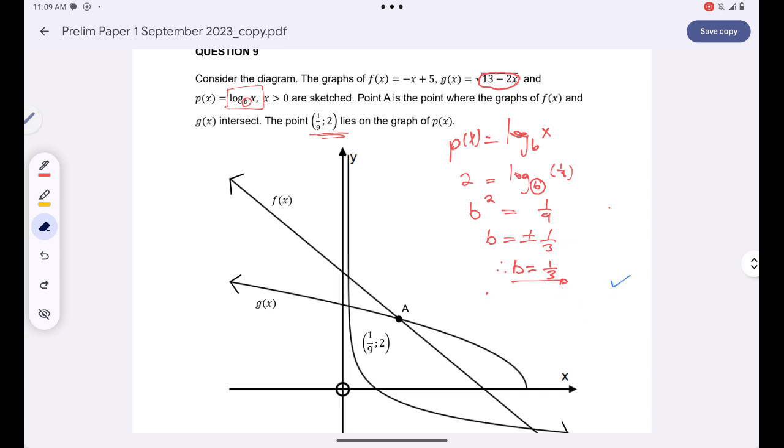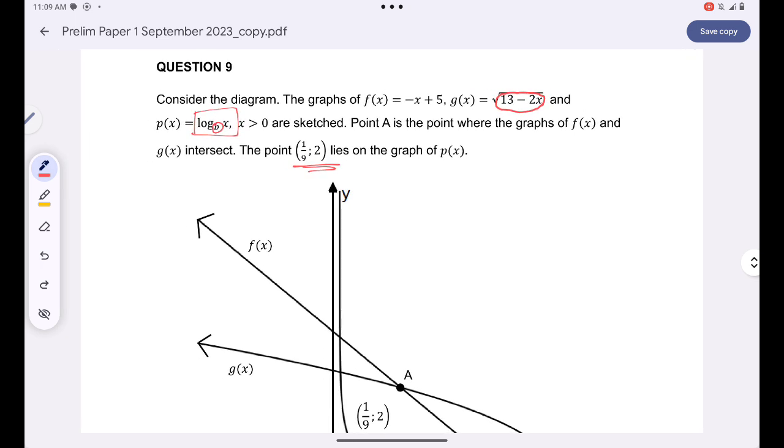Okay. How can we find the intersection, guys? By simply equating the two functions and then solving for x. Are you together? Point A is the point of intersection of g of x as well as f of x. Are you together? G of x is just the square root of 13 minus 2x. This is equal to negative x plus 5.